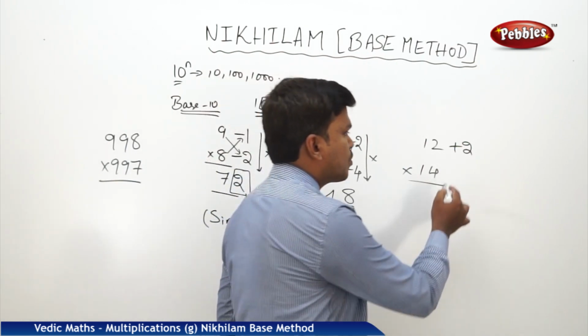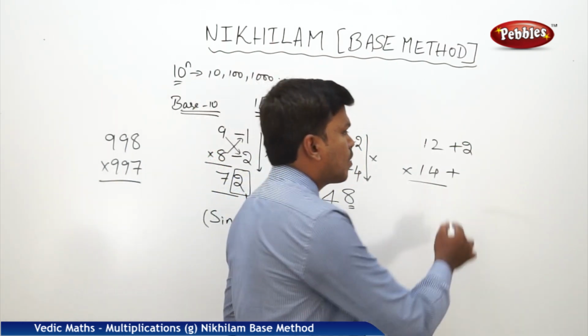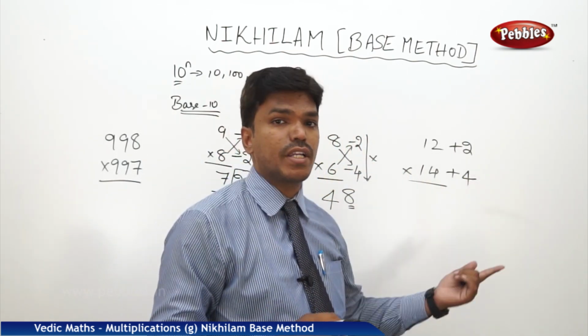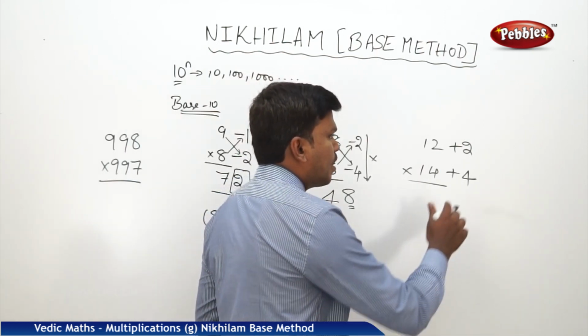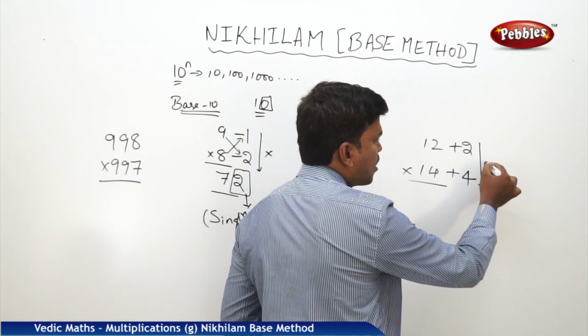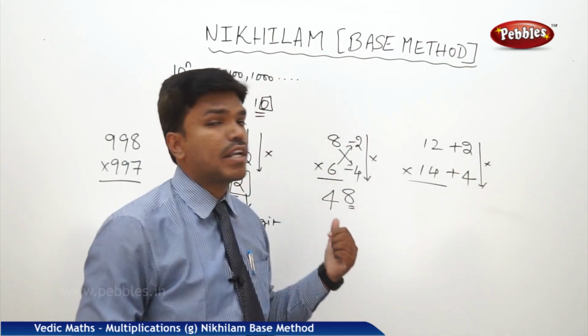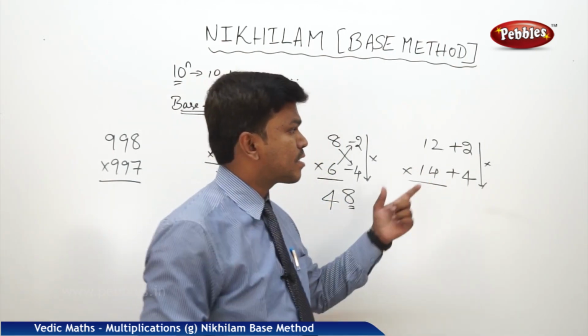Similarly 14, is it more than the base or not? Yes, it is more. So just put a plus symbol here. 14 means how much more? When you compare with the base 10, it is 4 more. So right here plus 4. Now, as usual, multiply the excess terms this time. In the earlier case they were deficient, but in this case they are excess. You just multiply the excess terms.